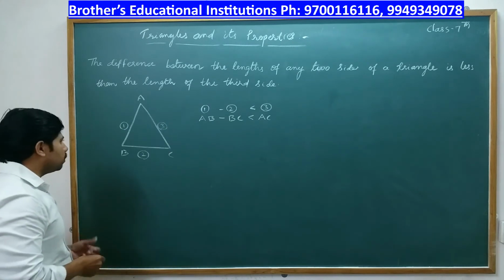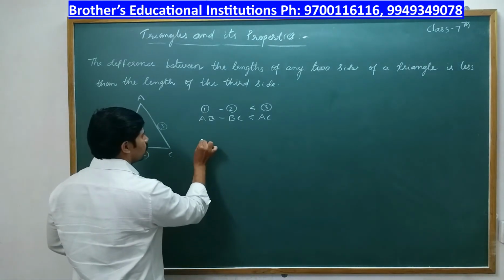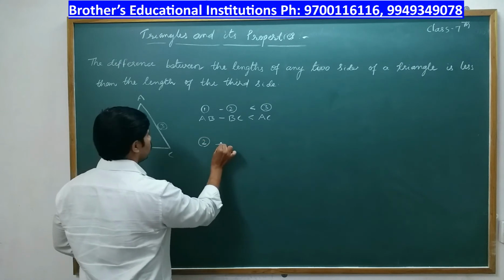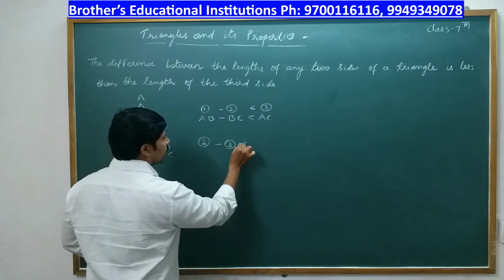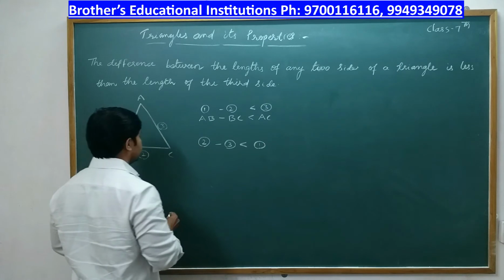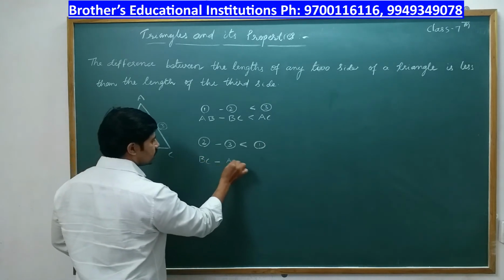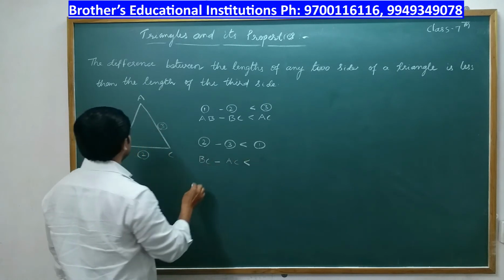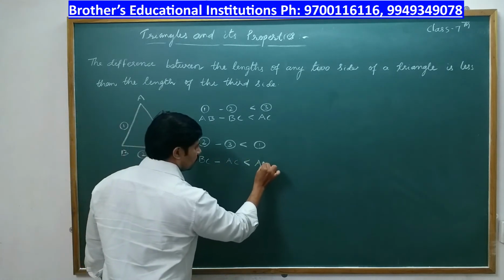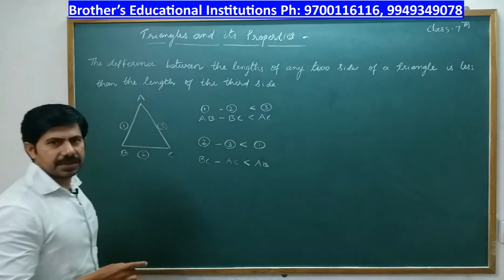Now we'll start with BC. That means we'll start with 2. Second side minus third side is less than the first side. That means BC minus AC is less than AB.